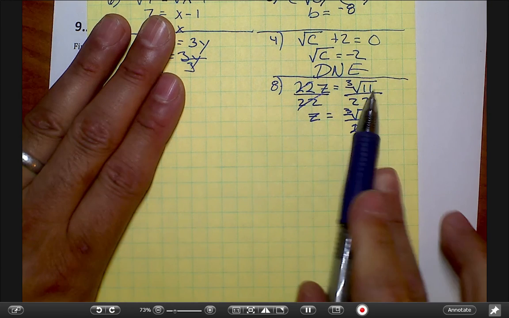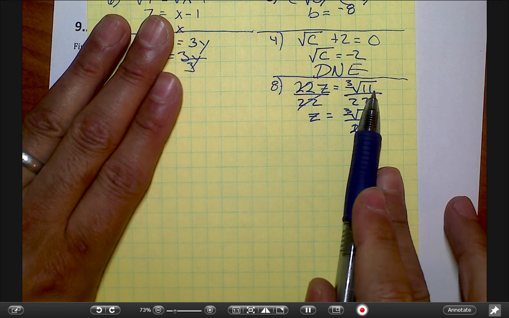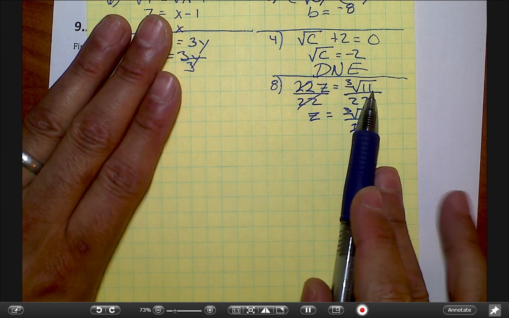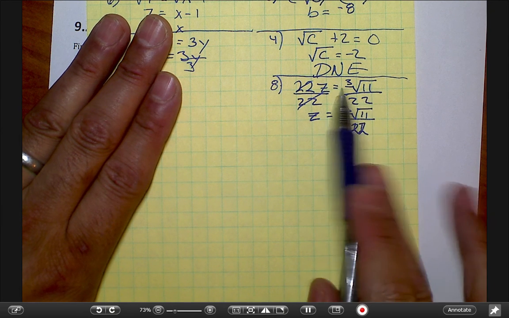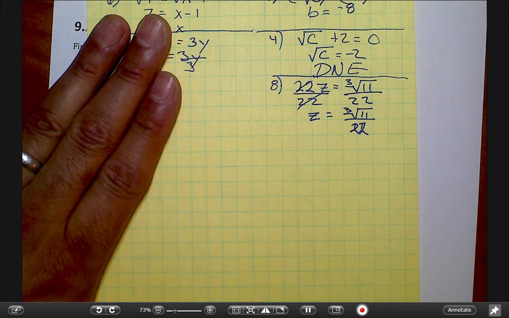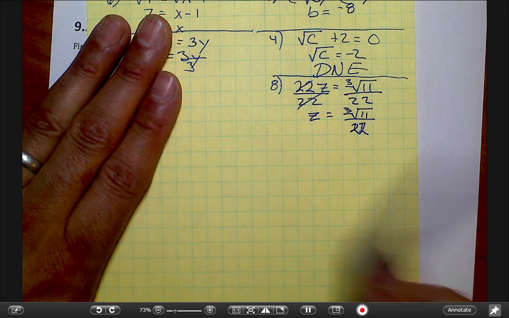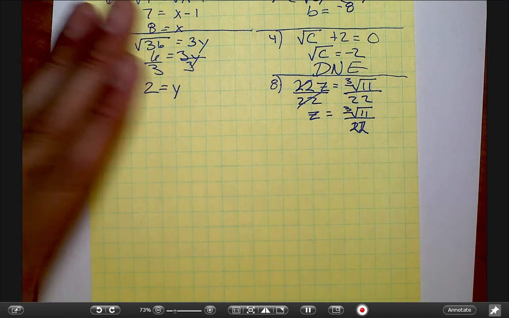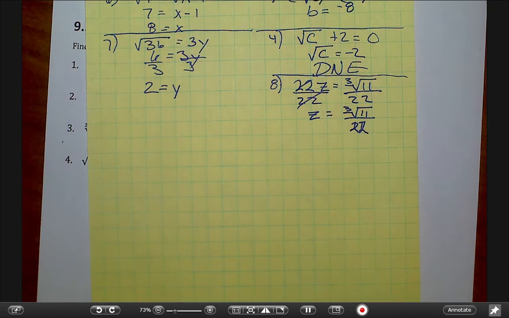But see this number right here, cube root of 11? It's ugly, isn't it? But it's still a number. So even though it's ugly, I'm still going to divide both sides by 22. No matter what, I have z by itself now, and my answer looks ugly, but it's still the answer.